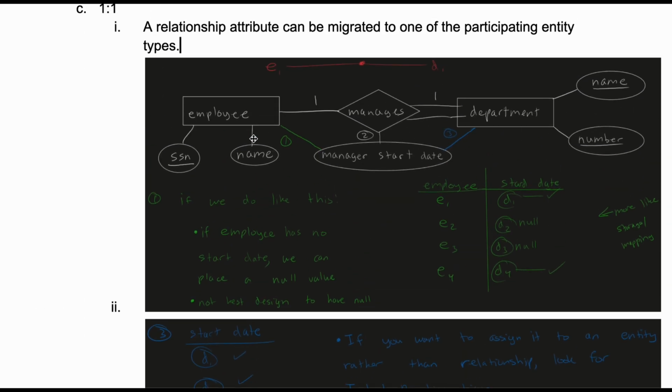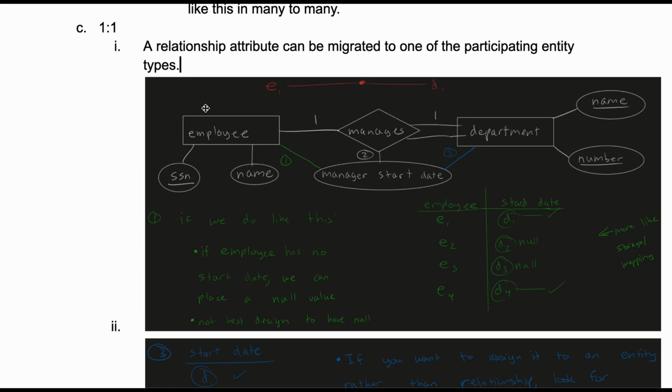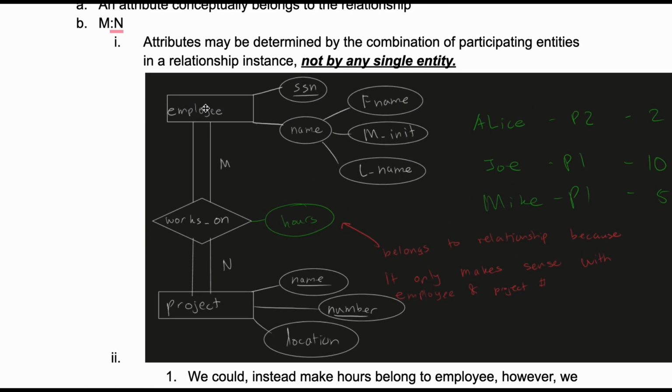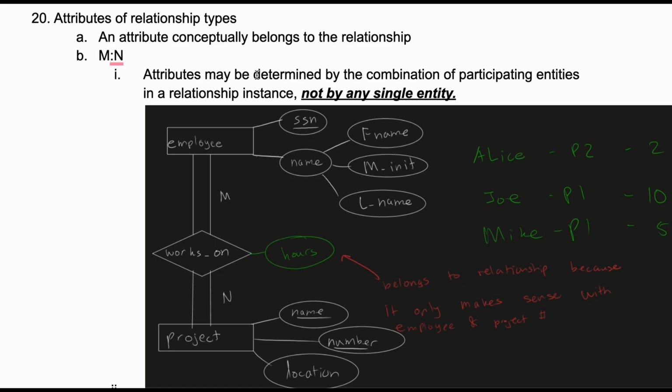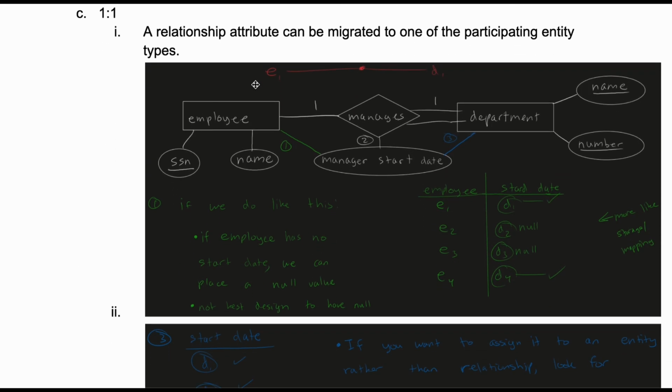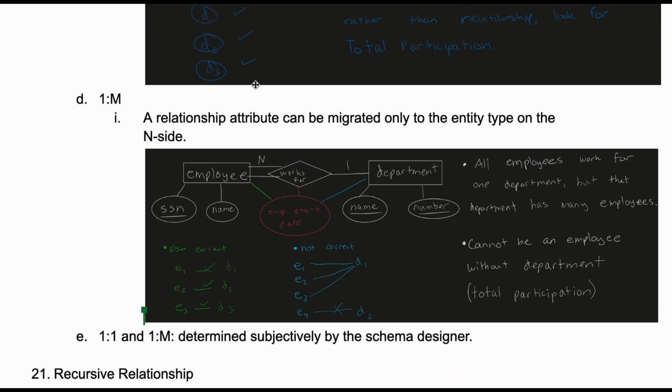We have gone over the one-to-one relationship attribute. We've gone over the many-to-many attributes of relationship. Now we are going to be going over one-to-many. This is when a relationship attribute can be migrated only to the entity type on the N side.